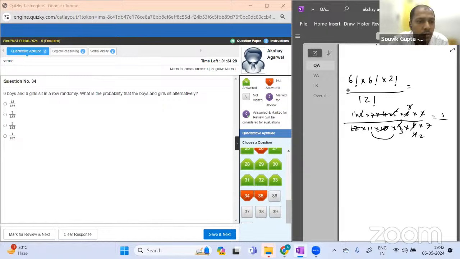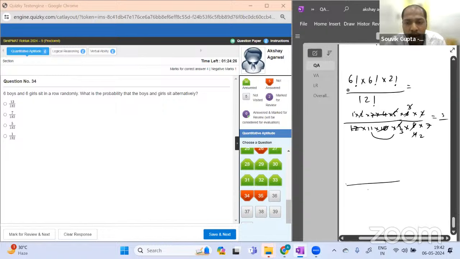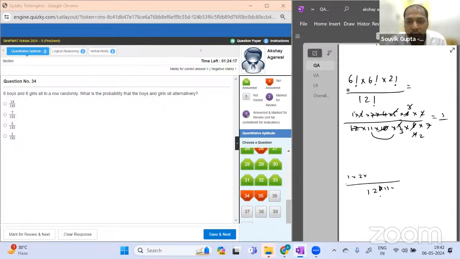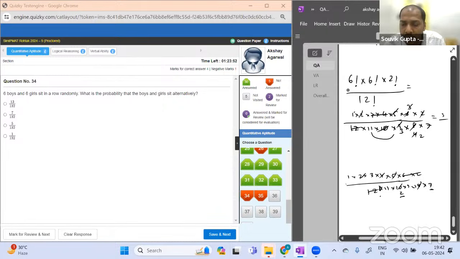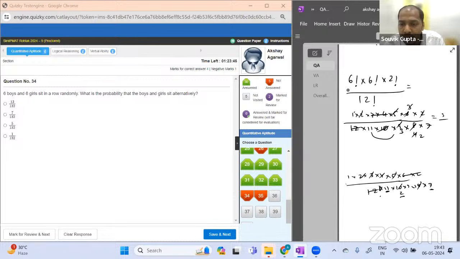6 boys, 6 girls sit in a row randomly. What is the probability that the boys and the girls sit alternately? 12 factorial ways: 12, 11, 10, 9, 8, and 6 factorial will be left. 12, 11, 10, 9, 8, 7, 3, 4, 5, 6 and a 2. 6 into 2 is 12, gone. 4 into 2 is 8, gone. For 5, there is no 2 left, so 2 is left in the denominator, 7 is left in the denominator, 7 is left for sure, and 9's 3 is also left.